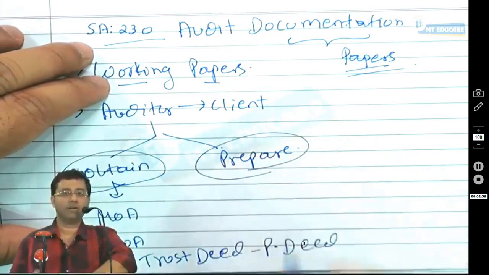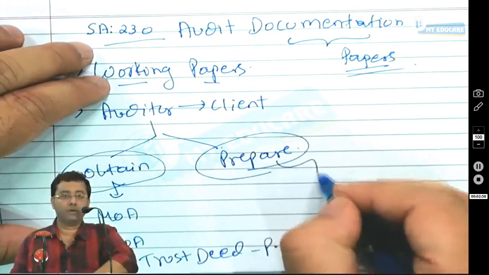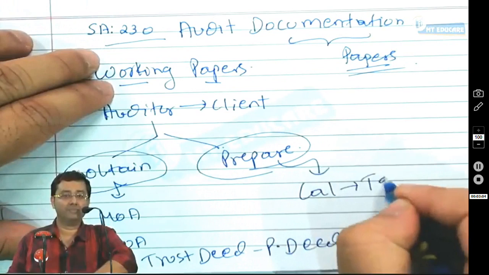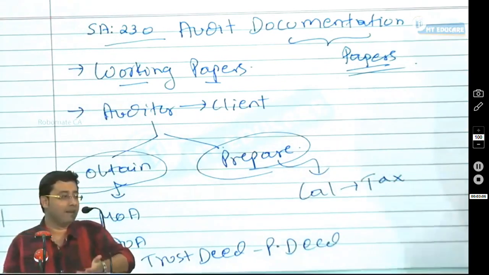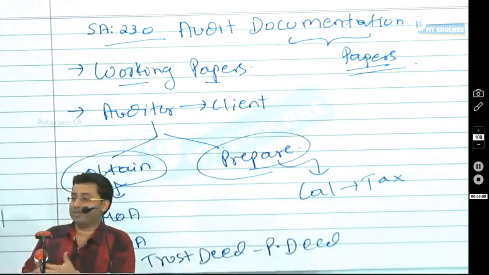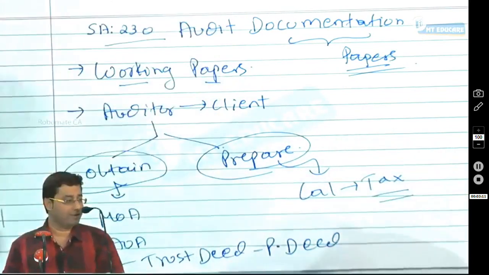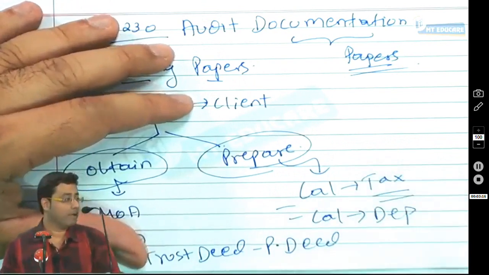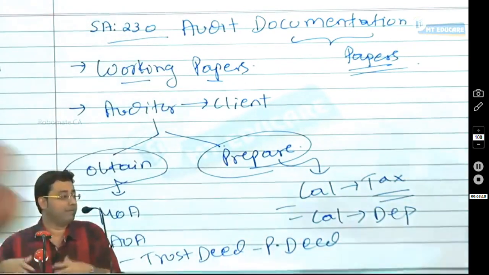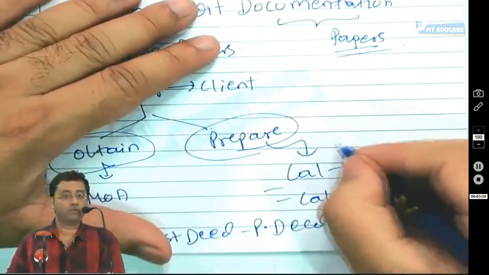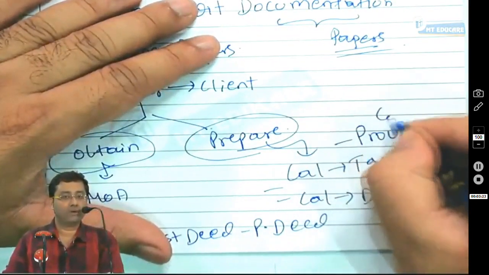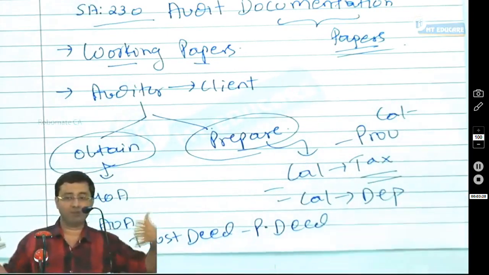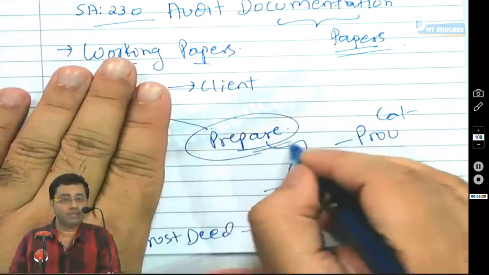Some working papers the auditor may also prepare by himself. Like what type of working papers can he prepare? You may calculate tax for your client. If a client knows how to calculate tax, why would he hire an auditor? That is the most important task which auditors do: they calculate taxation for their client. Sometimes the client may ask you to calculate depreciation also, and if he has calculated, you may cross verify with your own calculations. Sometimes you may also make some provision entries for your client. On various things you have to create provisions, and you may calculate that or cross verify with your client's provisions. These are some papers which you are preparing.